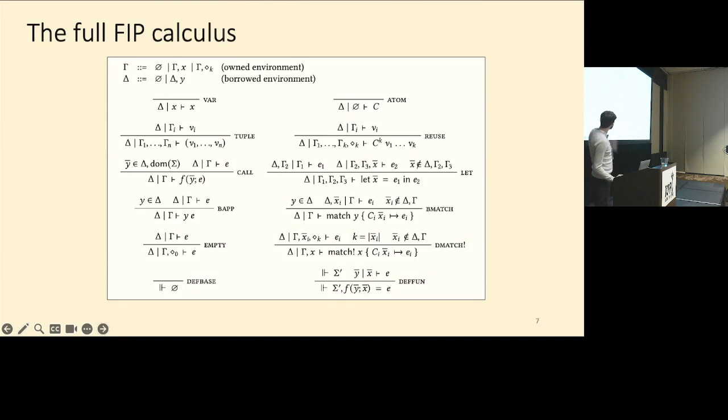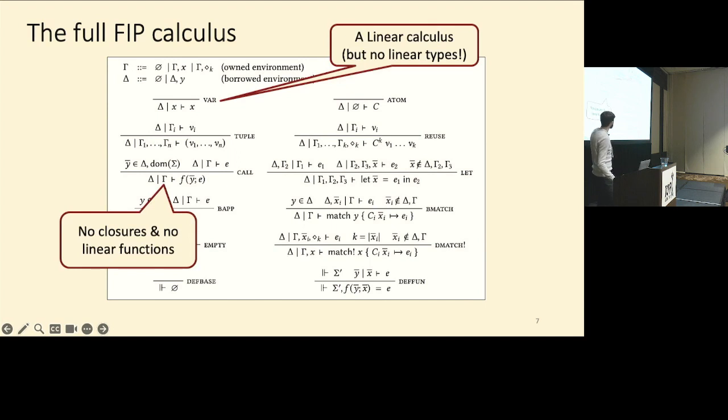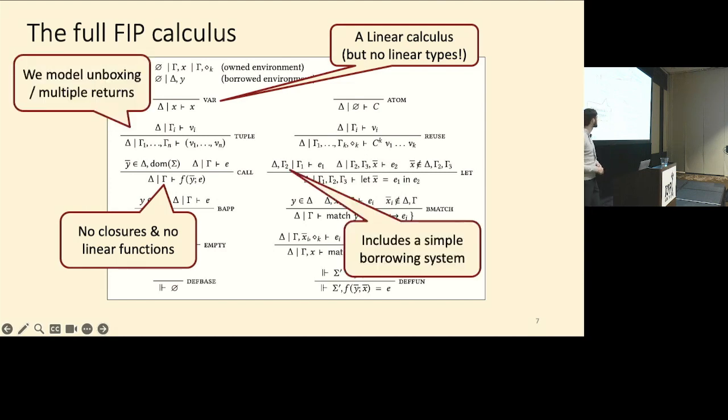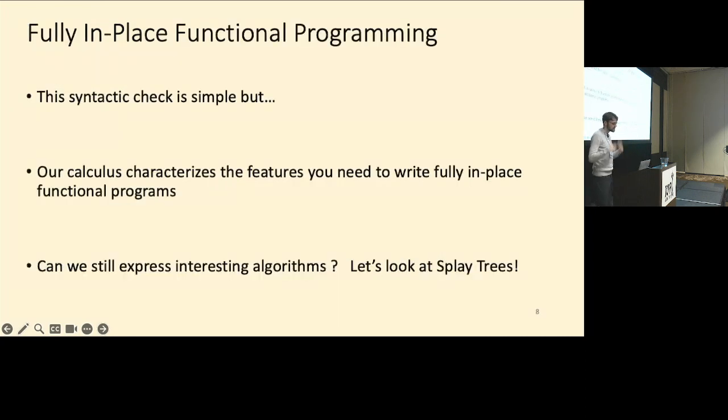And in our work, we can actually formalize this whole thing in a very small calculus. In a way, this is a very simplistic calculus because it's a linear calculus, but we don't have linear types, and we also do not have closures. But we can formalize exactly the features that you need to express interesting algorithms. We have unboxing, and we have a simple borrowing system. So what this work really does is that we characterize the features you as a programmer need to write fully in place functional programs. And we also characterize this for a language designer. If you have a programming language and you want to support this, you can look at this calculus to see what kind of features you need. In the rest of my talk, I want to explain to you how cool this is and how many cool programs you can write in this style. And the first program I want to look at are splay trees.